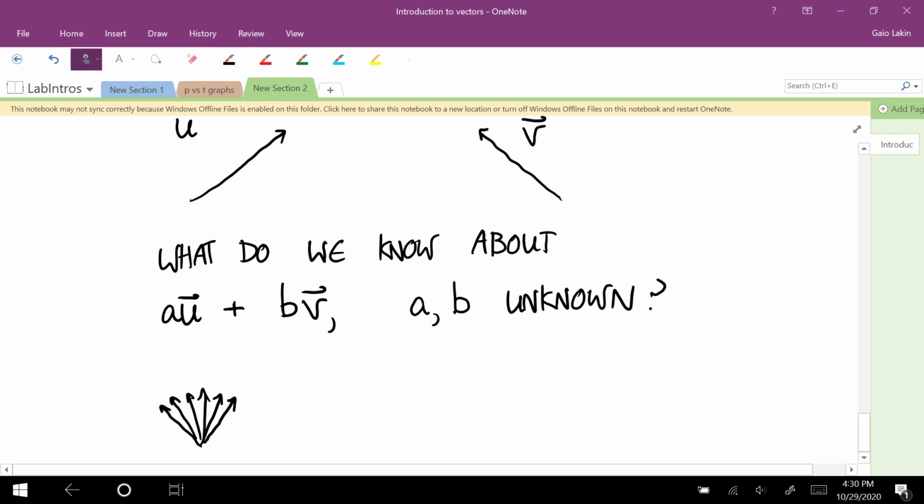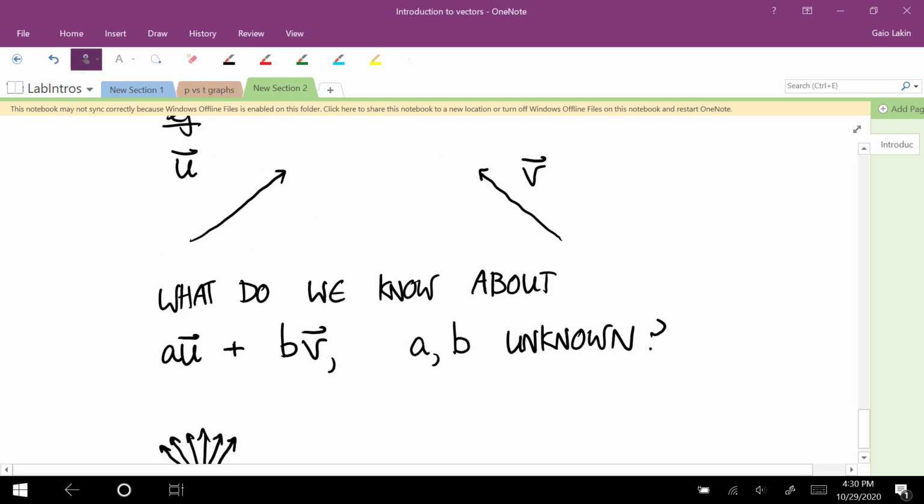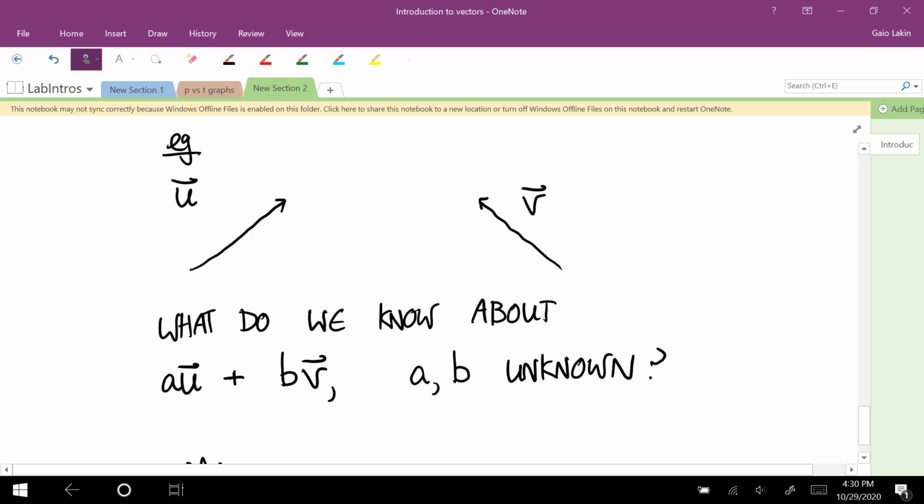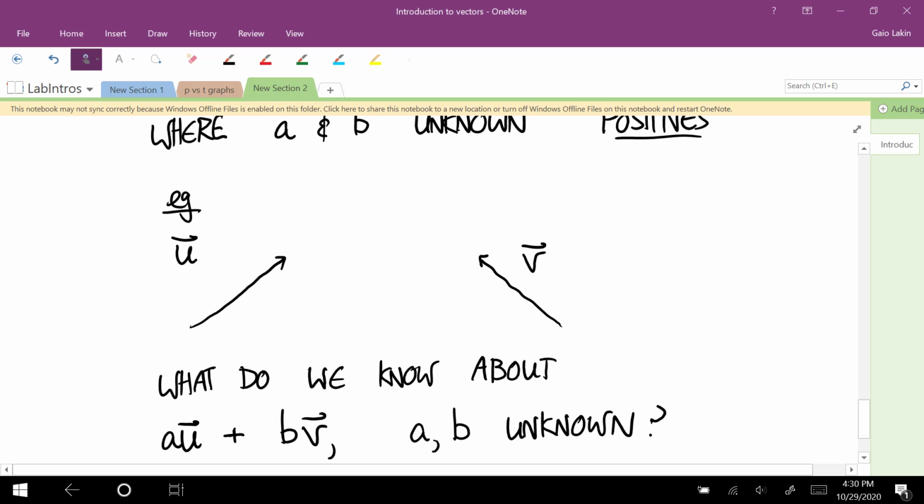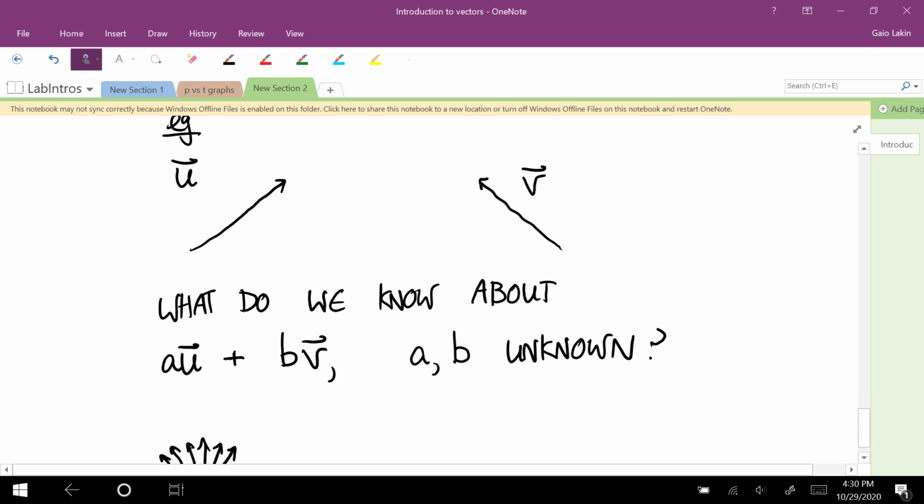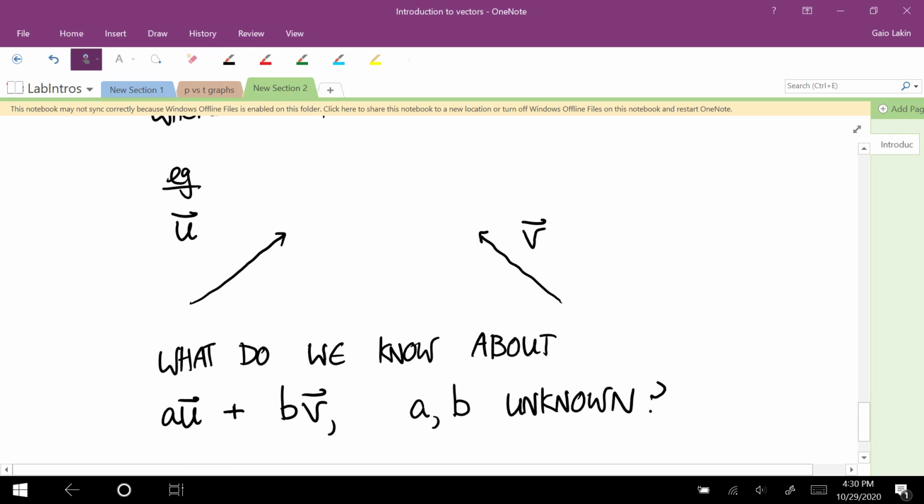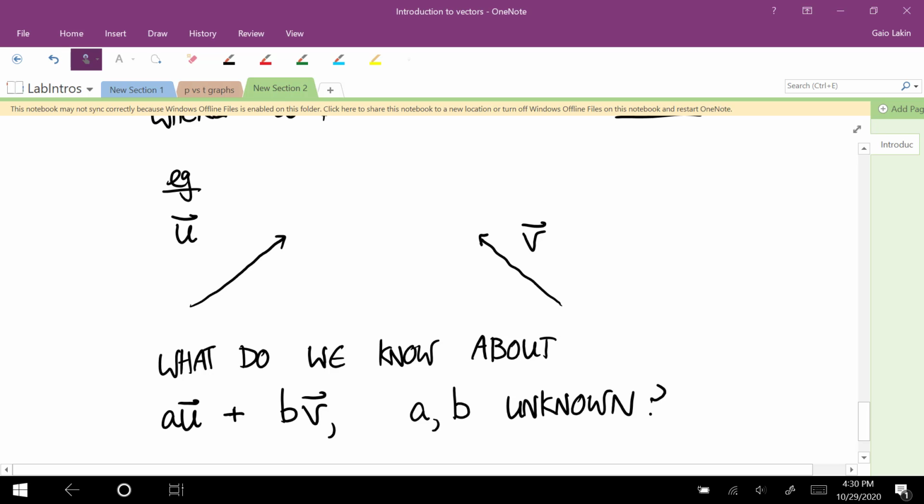One more thing that you're going to have to do is, what if A or B are negative numbers? How does that affect this? Well, a negative number switches the direction to the opposite. It effectively switches where the head is and where the tail is on the vector. And so if, let's say that A is a negative number, then A times U would be in the opposite direction of U, but could be any length.